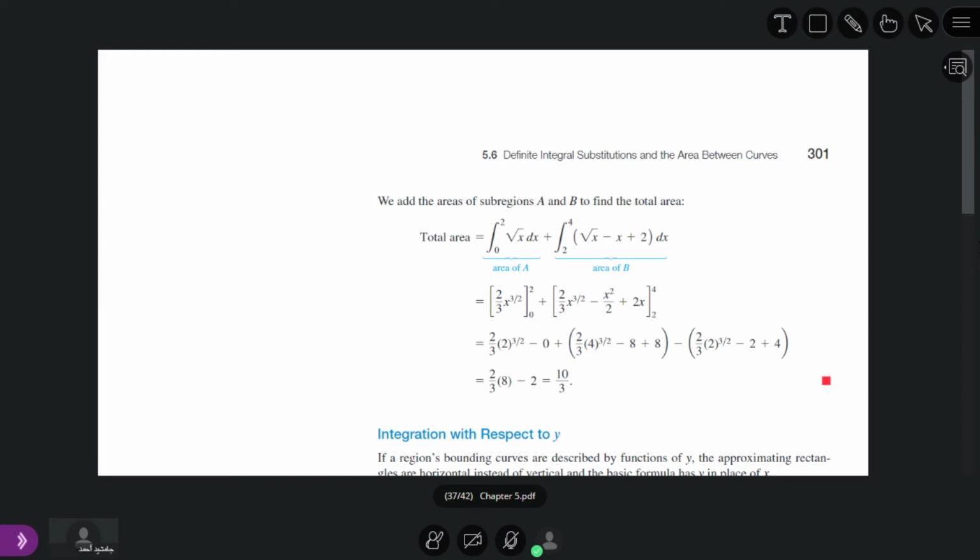Okay, I was asking you, here we have 16 divided by 3 minus 2. The least common multiple is equal to 3, and this is 16 minus 6, which is equal to 10. It is equal to 10 divided by 3. Okay, so we get the following.